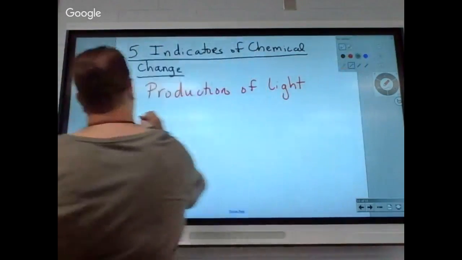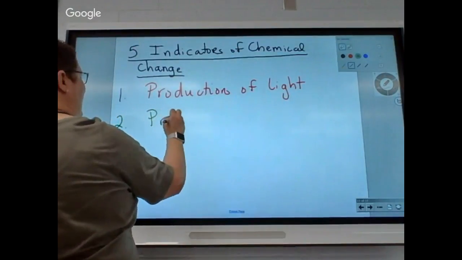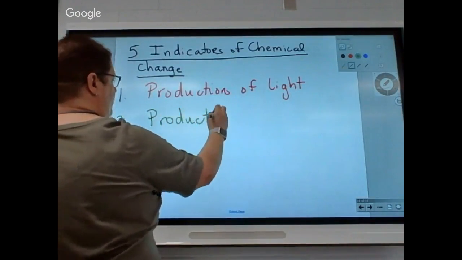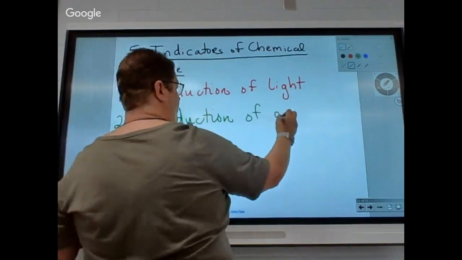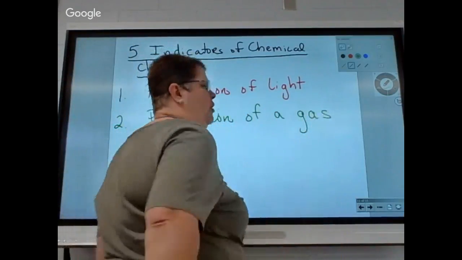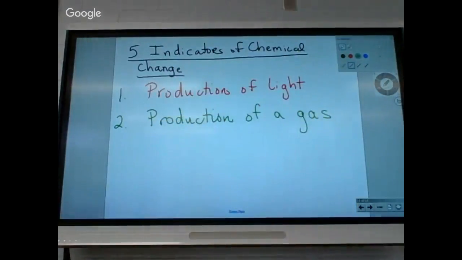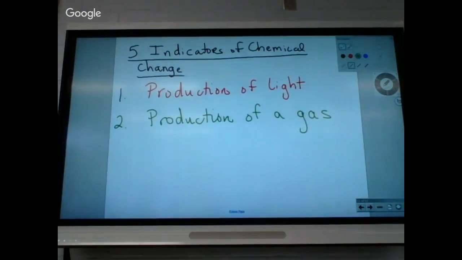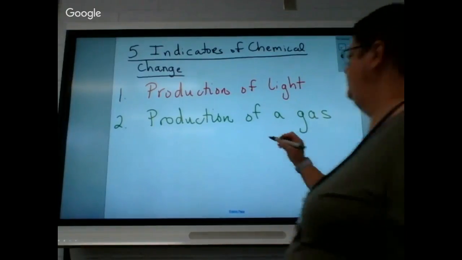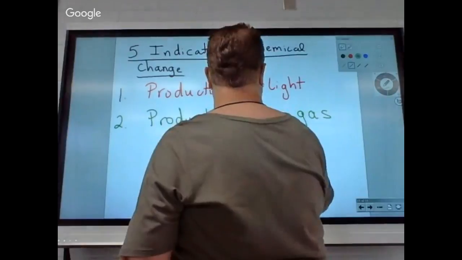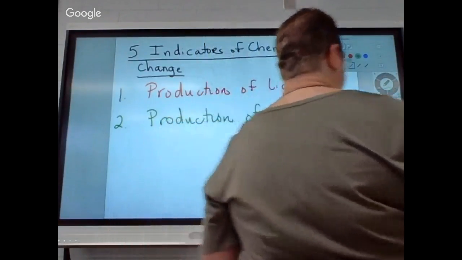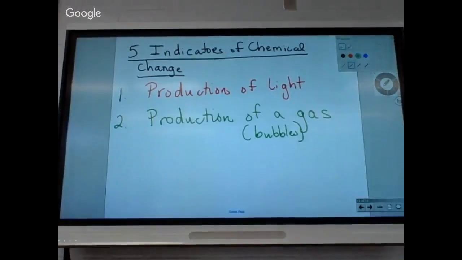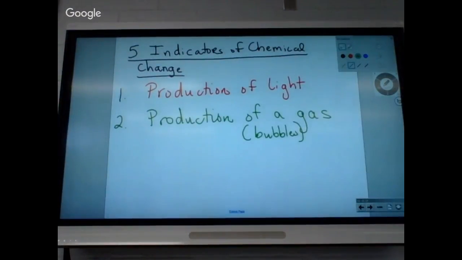Number 2, production of a gas. How are you going to know you had a gas in the lab? Most gases are colorless and odorless. There you go. Most of the time, you're going to see bubbles. Most of the time. For example, carbon monoxide is the silent deadly killer. Carbon dioxide can't be smelled either.